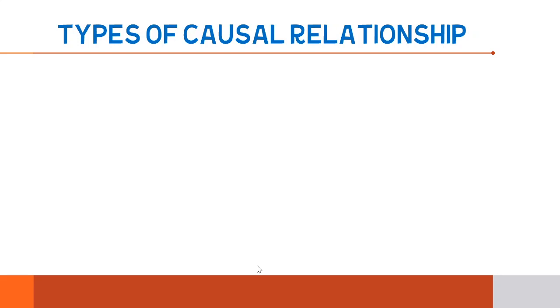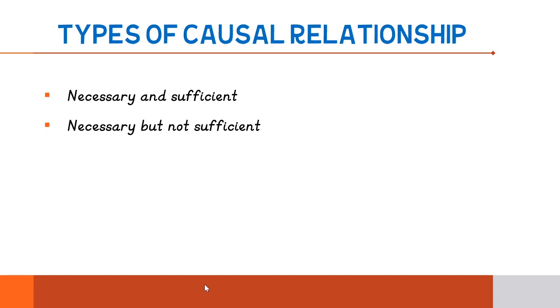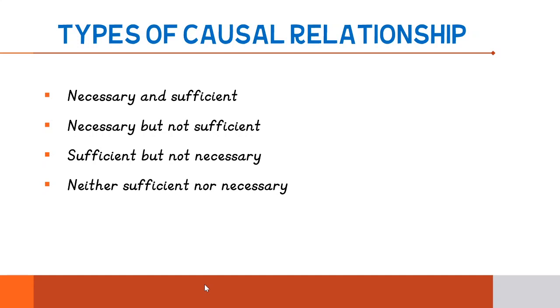Now, there are actually four different types of causal relationship. One is the necessary and sufficient causal relationship, or necessary and sufficient cause. Second, necessary but not sufficient. Third, sufficient but not necessary. And lastly, neither sufficient nor necessary. Now, to understand better these four types, let us define first what is necessary and what is sufficient.